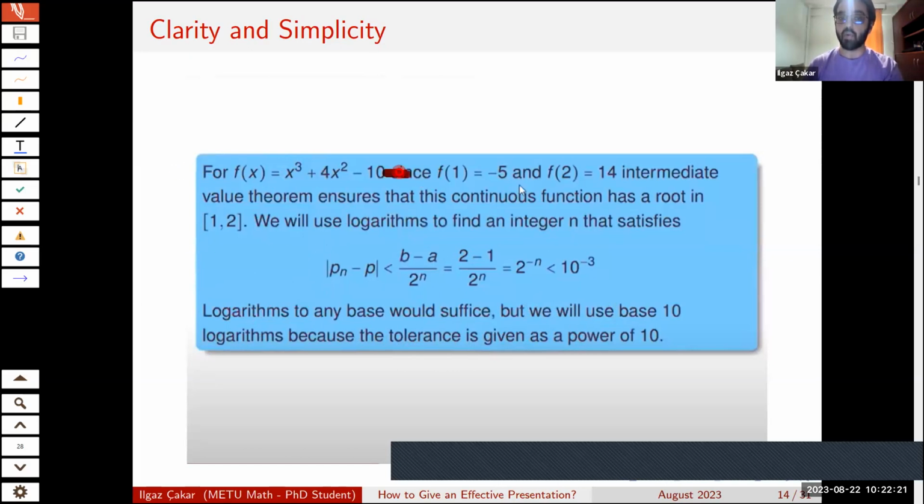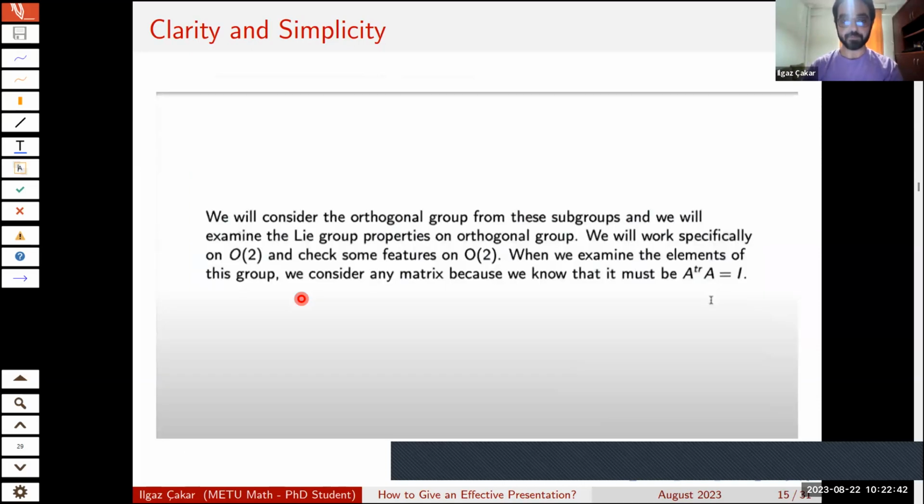Just delete all the words, because all the things necessary here are the function, its values, and the interval. And of course, the line of equation. So it's just 2 lines. We don't need 5 lines plus an equation here. So try to avoid any unnecessary text on your slides.